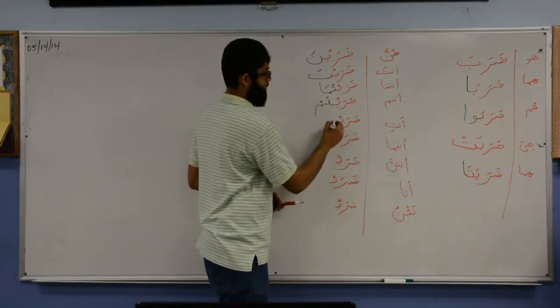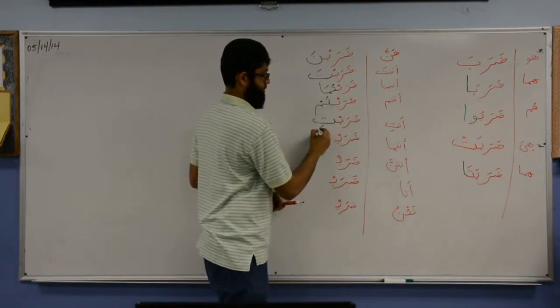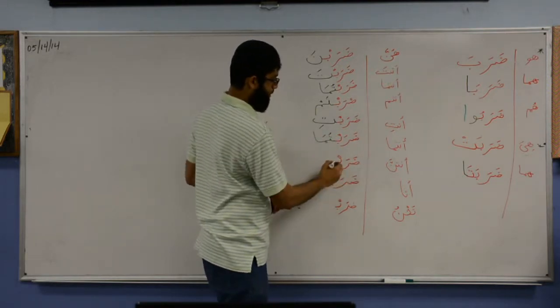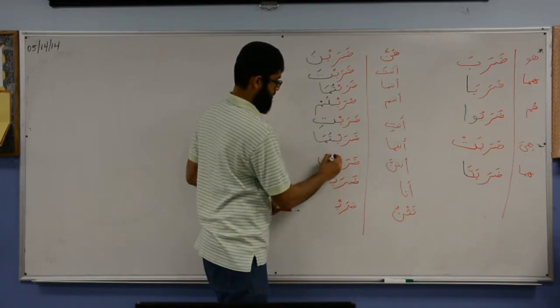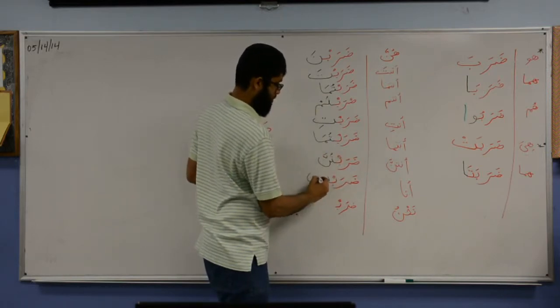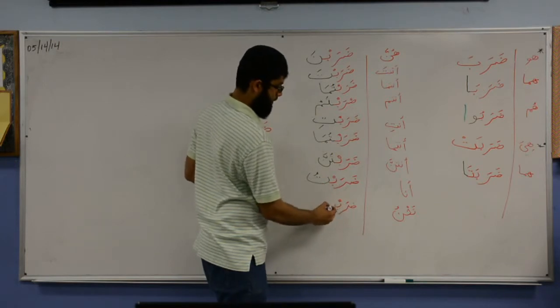And anti, Ti. Darabti. Antuma, Tuma. Darabtuma. And then for antunna, Tunna. Darabtunna. And for ana, Tu. Darabtu. And for nahnu, Na. Darabna.